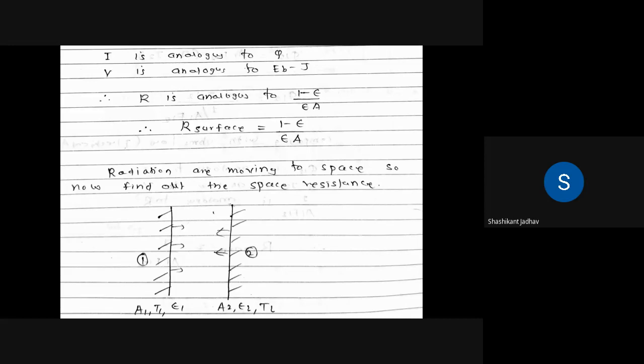Okay, what is the meaning of those hatched lines? That is, insulation is there, so only heat transfer takes place from the inside surface. Give the name for plate number 1, plate number 2. Some radiation is emitted from plate number 1, some radiation is emitted from plate number 2. What is the area for plate number 1? A1. Temperature for plate number 1 is T1, and emissivity of plate number 1 is epsilon 1. Similarly for plate number 2 we write A2 as the area, epsilon 2 as the emissivity of plate 2, and T2 as the temperature of plate 2.